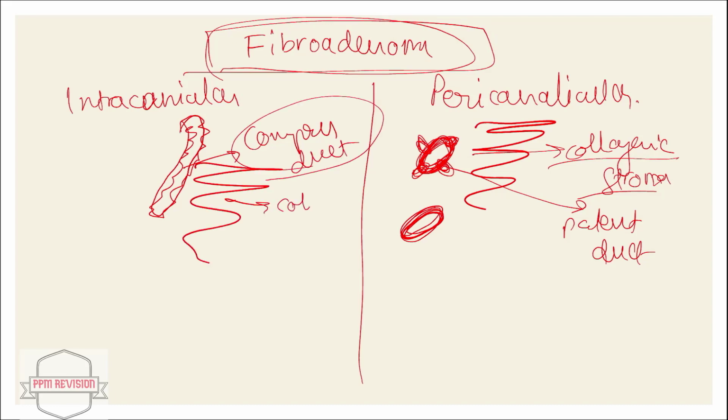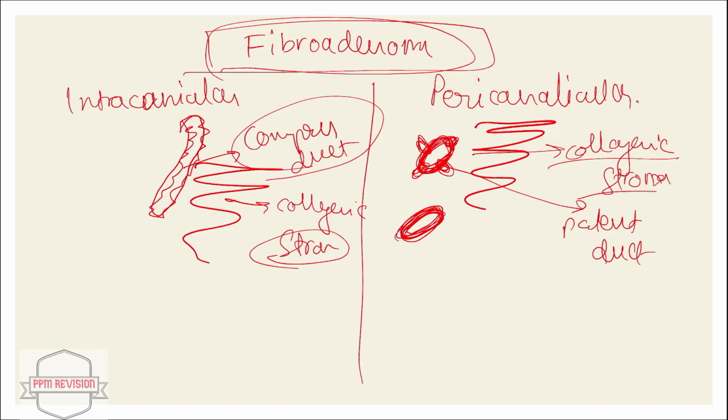And as usual there is presence of collagenic stroma. In case of pericanalicular, it's peri, so you can think of periphery and there's a ring-like structure, whereas in case of intracanalicular there's nothing but a compressed duct. That is it. Now just highlighting a few points. Fibroadenoma of breast is of 2 types, that is pericanalicular and intracanalicular.